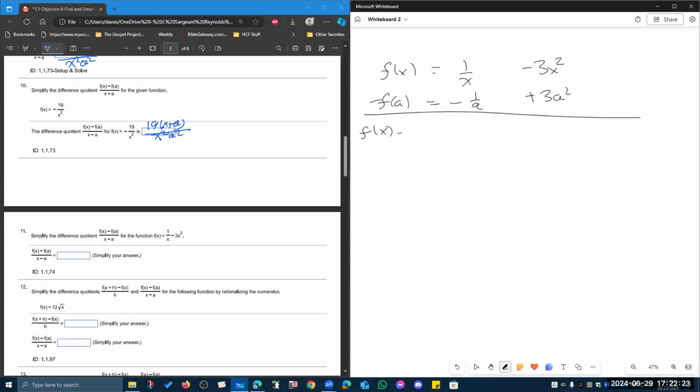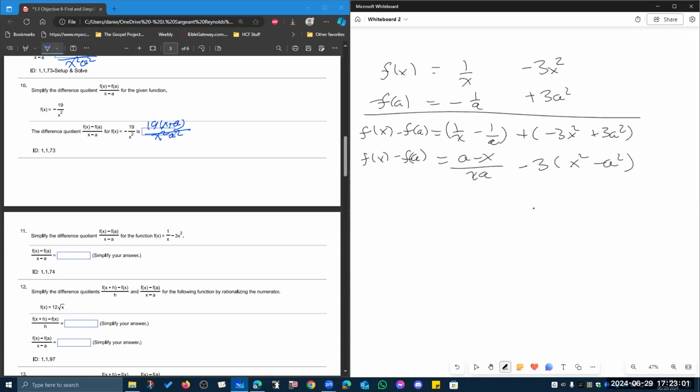f of x minus f of a is 1 over x minus 1 over a plus negative 3x squared plus 3a squared. I treat this like it's two little problems. This one's a rational function that I make a common denominator. This one's a polynomial where I'm going to do my factoring. So f of x minus f of a is going to be a minus x over xa minus 3 times x squared minus a squared.